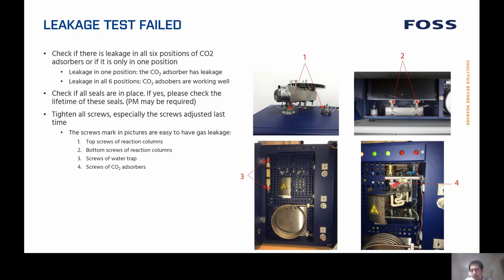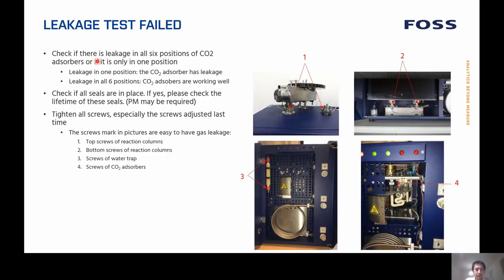Then also the two ends of the CO2 trap, because we have 6, and if you replace any of them, there's a risk of leaking from the 2 ends. It's also important that you check the leakage for each CO2 trap. You rotate the carousel and then measure the leak for each CO2 trap.